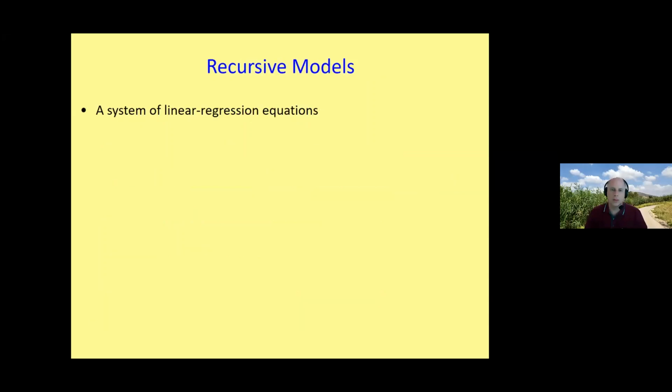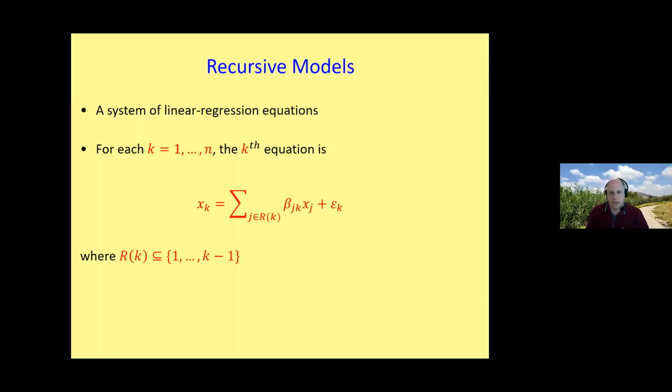Okay, what is a recursive model? It's a system of linear regression equations. For convenience, we are going to write it down as if there is an equation for each variable, but some equations could be degenerate. And so it's a linear regression equation. You regress xk on some selection of other variables, but notice that those variables belong to R of k. And what is R of k? It's the set of previous variables. This is what makes the model recursive. When you write down an equation for a variable, it can only be a function of variables that already appeared on the list. Now you estimate each equation in isolation, you estimate it via OLS. So you just do OLS.